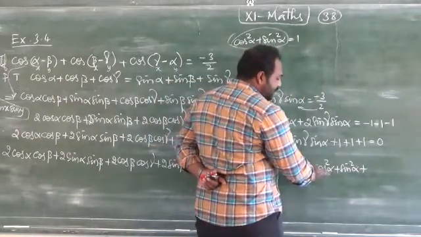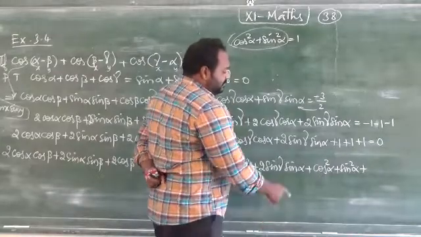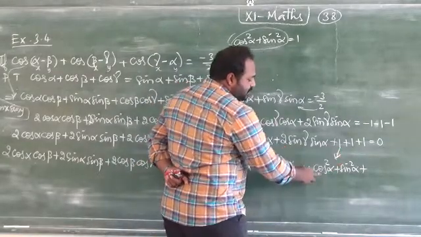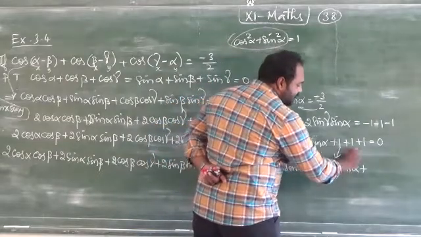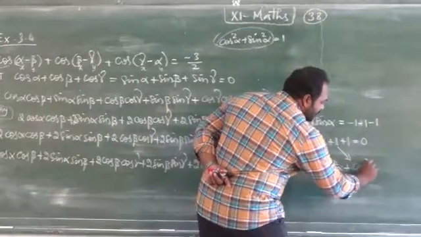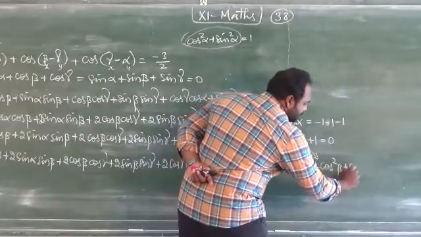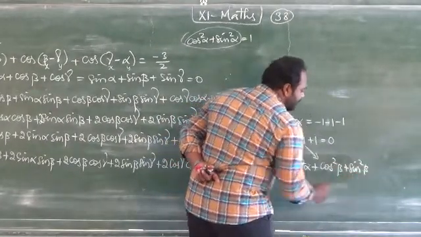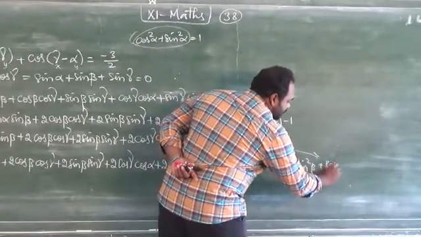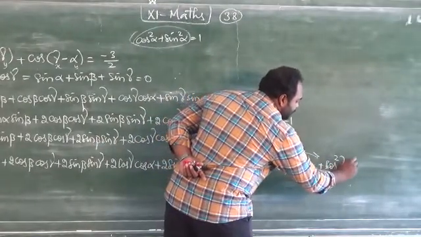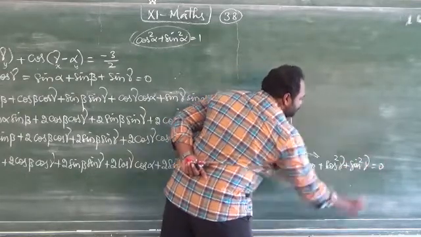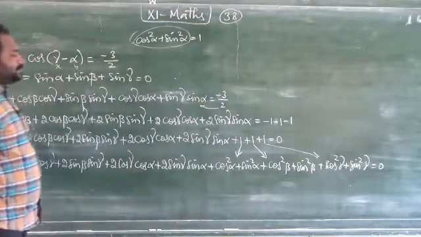So first alpha, since we have alpha given, instead of 1, I have written for this one cos square alpha plus sin square alpha. Here for this one, I am going to write cos square beta plus sin square beta. For this one, I am going to write cos square gamma plus sin square gamma equal to 0.